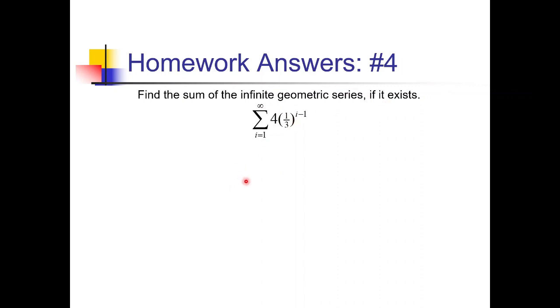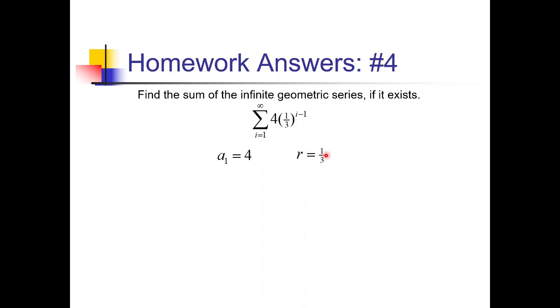This problem, we're trying to find the sum of this infinite geometric series, if it exists. So let's go ahead and find the a1 and the r value, and then we'll see if we can use that formula. For a sub 1, that's what I get when I plug 1, the lower limit of summation, into my summand. So we've got 4 times 1/3 to the 0, which is just 4 times 1, or simply 4. Now for the r value, that's going to be this 1/3 that's being raised to this power.